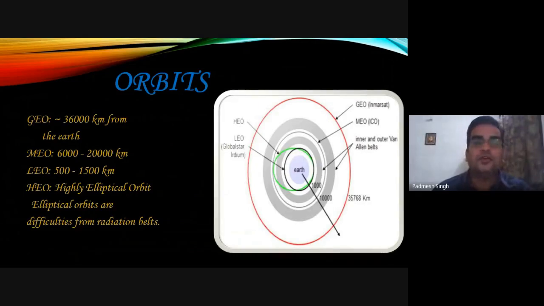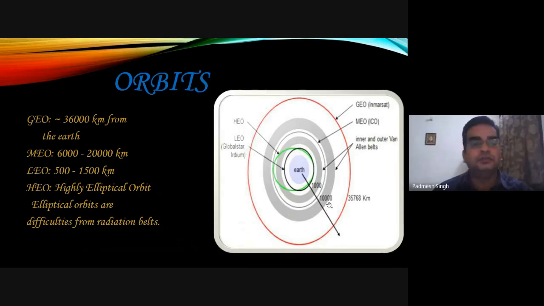Now let us come to orbits. We are very much familiar with the first one, the GEO orbit. Actually, it is the geostationary Earth orbit, and it is nearly 36,000 kilometers from Earth. The orbit shown with a red line is the geostationary orbit. Why it is called geostationary will be discussed later.